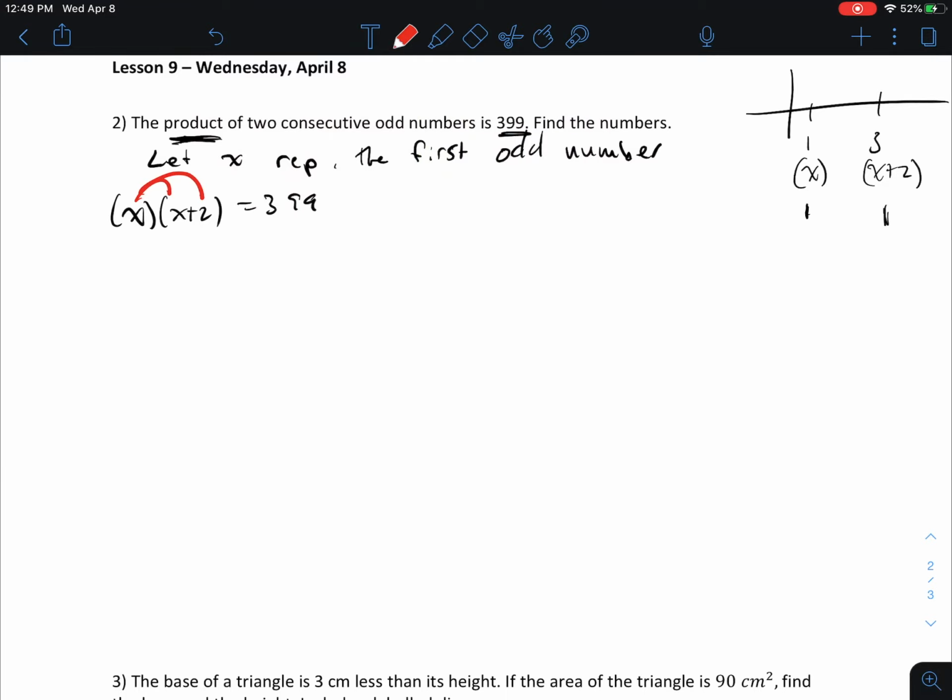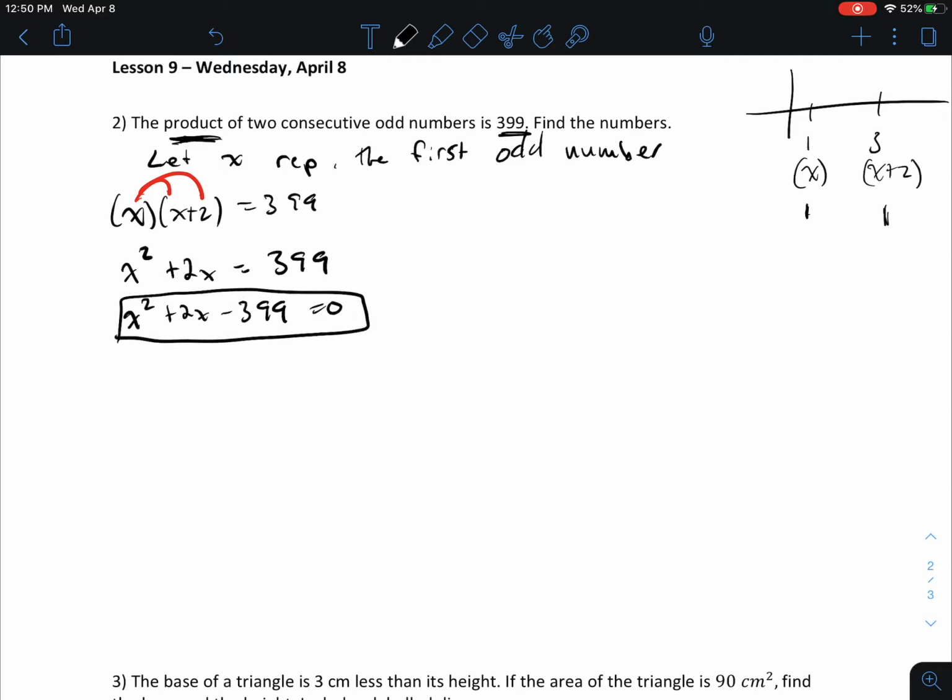And then all you have to do now is expand, collect like terms, and then we'll work from there. So let's go x squared plus 2x is equal to 399. And then I'll bring the 399 over. That equals 0. And now I'm in a position to make a decision as to if I want to factor or if I want to use the quadratic equation. If this is factorable, I'm going to factor it and get my values of x.